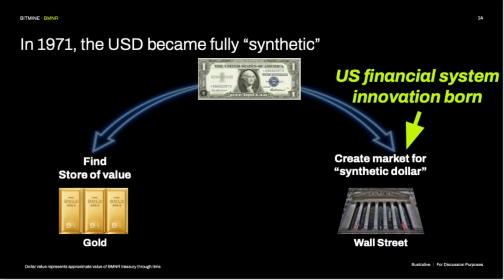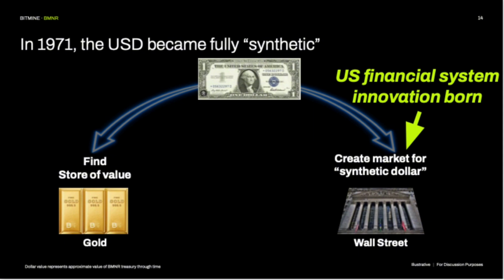Then Tom Lee uses a diagram to show how synthetic dollars catalyzed a new financial system. On the left, the search for a store of value, gold. In the middle, building the synthetic dollar market. On the right, Wall Street. This is the historical model Tom Lee builds.